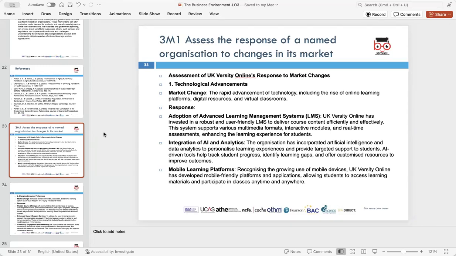We just discussed yesterday that there are many changes in their learning management systems. The learning management system allows students to access course content efficiently, making learning more engaging and effective. By using the advanced LMS, UK Versity Online ensures that students have a rich and interactive learning experience.